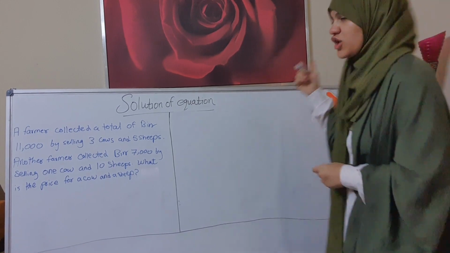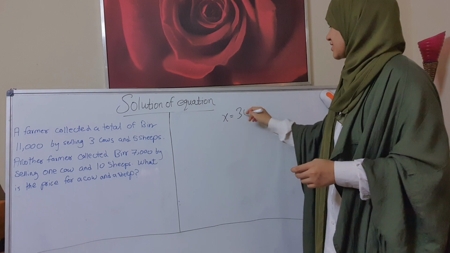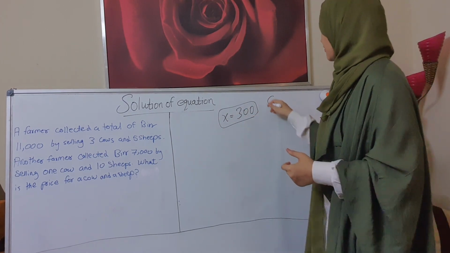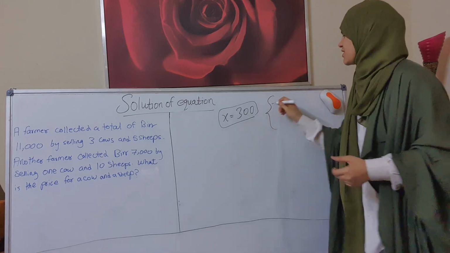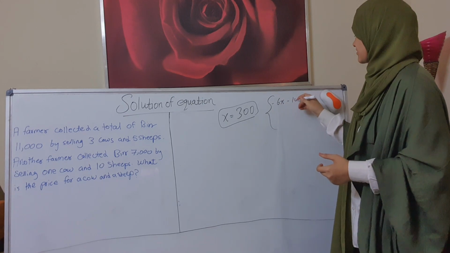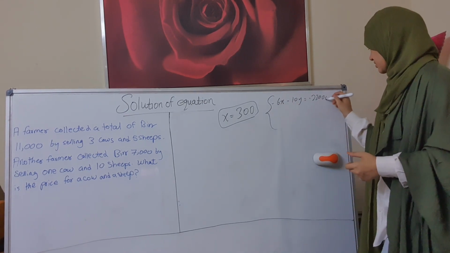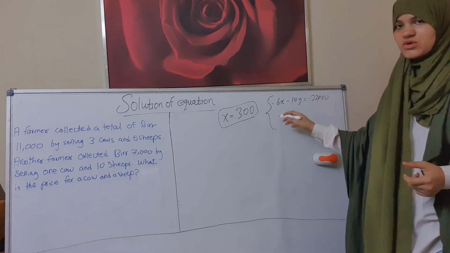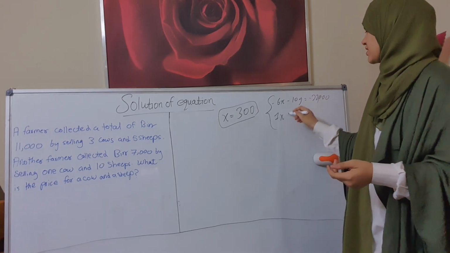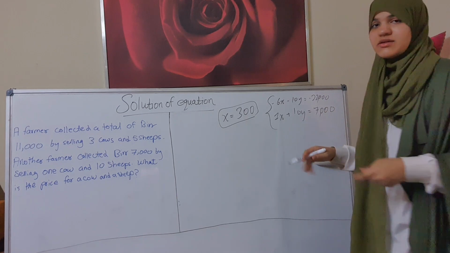After having the value of x, which was 3,000, now we will find the value of y. First of all, the equation was like this: negative 6x minus 10y is equal to negative 22,000. And what was in the second equation? It was 1x plus 10y is equal to 7,000, right?